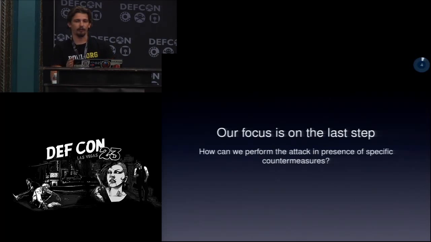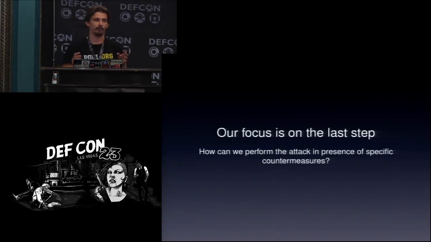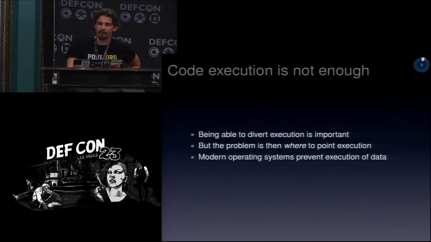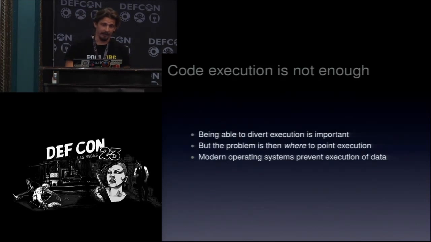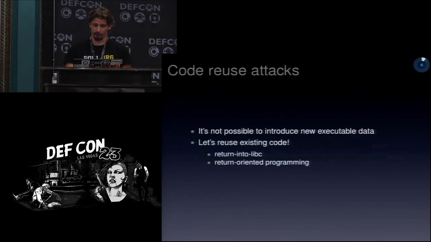And this talk, the focus is on this last part. So we are assuming we are able to divert the control flow, and then we'll see what we can do afterwards. In particular, we'll see how we can do this last part of the exploitation process in presence of certain countermeasures that I'll present. Because just being able to divert execution is not enough. I have control of the program counter, but the question now is, where do I point it to? The where is the important thing. And since it's 2015, we cannot upload a shellcode in our target and just jump there, because operating systems are preventing this kind of stuff.